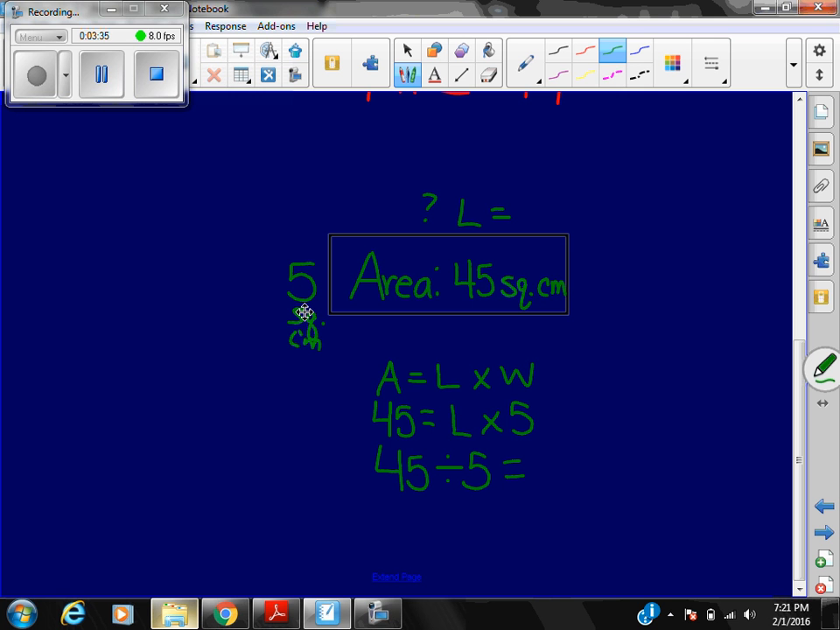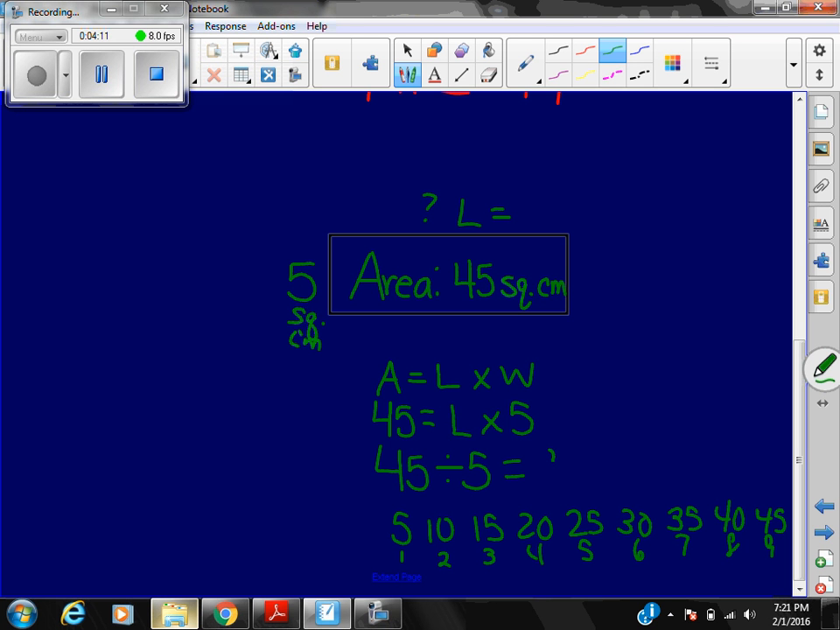If you didn't know what that is, or you don't have that memorized, you could simply count by 5 until you get to 45. So 5, 10, 15, 20, 25, 30, 35, 40, 45. And after you get finished counting, you can count how many times you had to count by 5 to get to 45. So it's 1, 2, 3, 4, 5, 6, 7, 8, and 9. 9 times I had to count by 5. So 45 divided by 5 is 9.